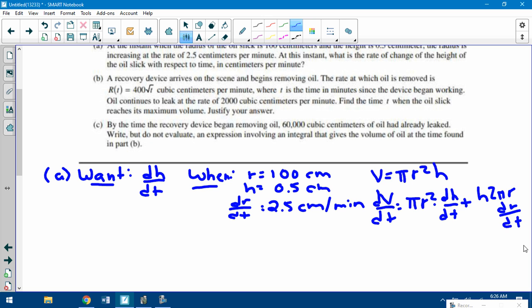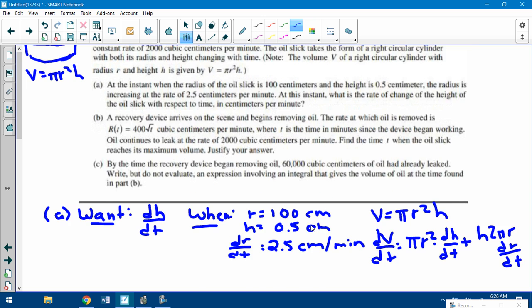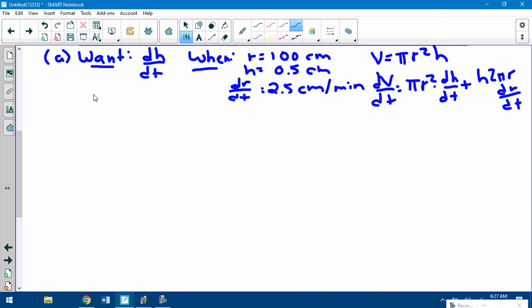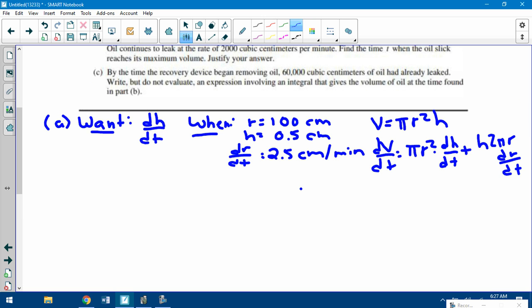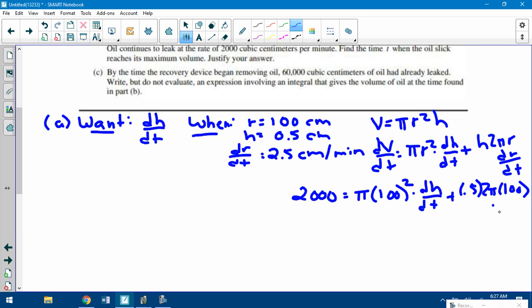Okay, plug in what you know. Now you do know dV dt, that's why I write that information, 2,000. So 2,000 equals pi times r is 100, so 100 squared, times dh dt, which is what I'm looking for, plus h, which is 0.5, times 2 pi r, 2 pi times 100, times dr dt, which is 2.5.